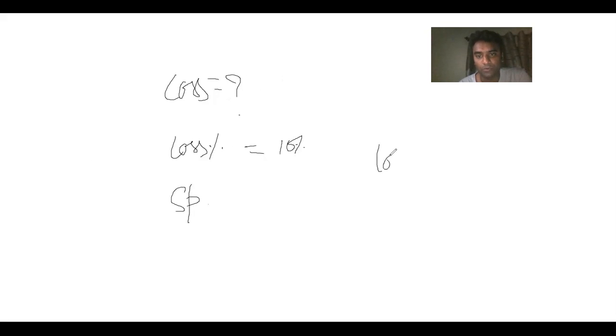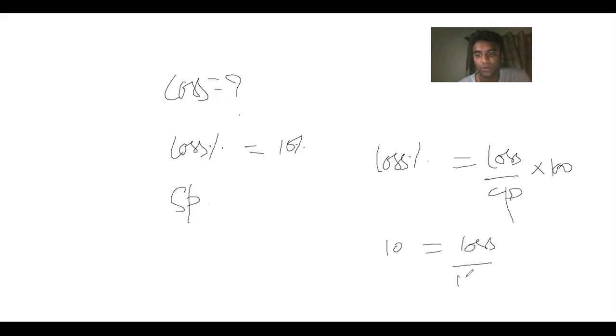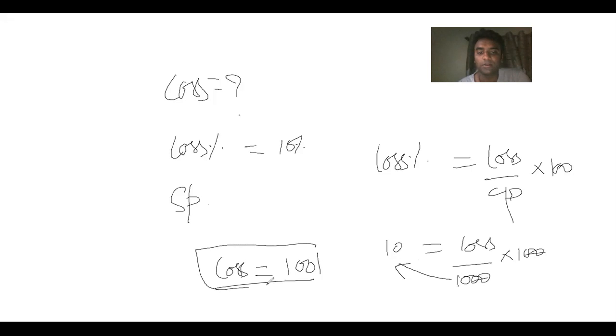Now go back to the formula, which is loss percentage. That should be equal to loss by CP times 100, correct? So loss percentage is 10. Loss we don't know. CP is 1000 rupees because he purchased that fan at 1000 rupees, correct? Multiply it by 100. This will get cancelled out. Sorry, the 10 in the denominator will get transposed to the left hand side after we multiply it with the 10 which is already available at the left hand side. So we'll get loss as 100, correct?